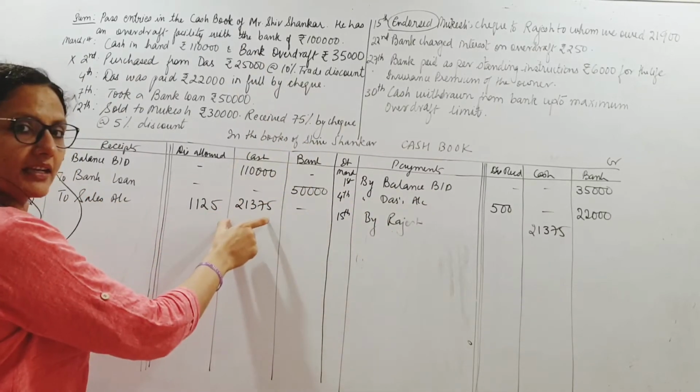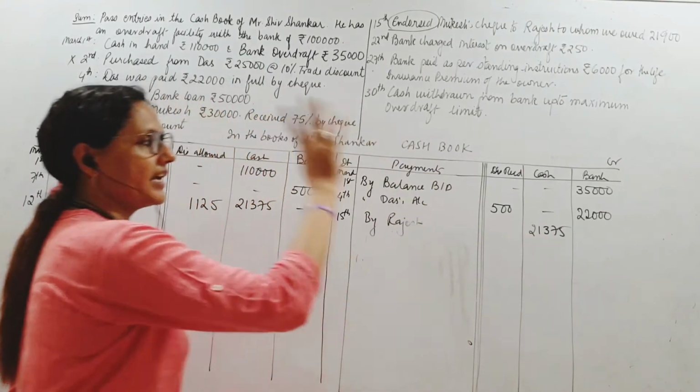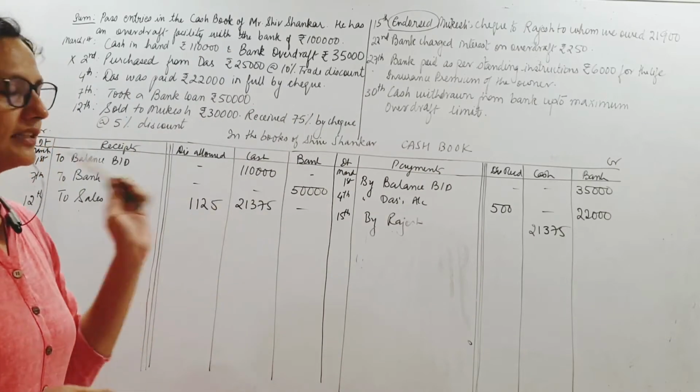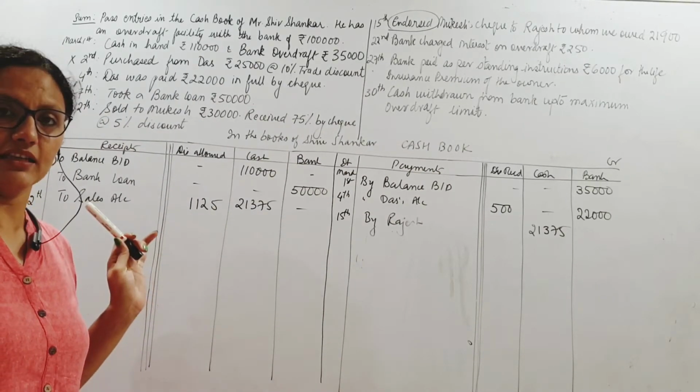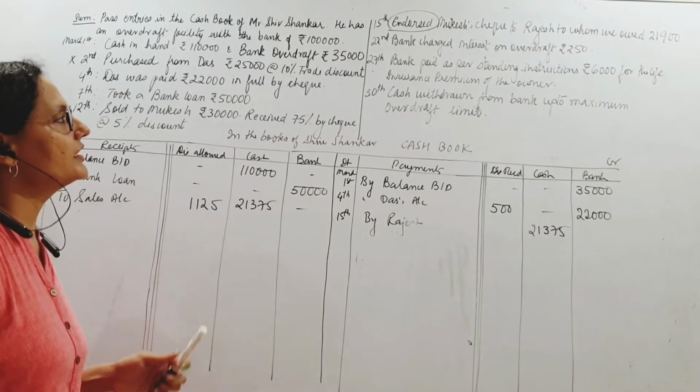So the check was recorded in the cash account mein when we received it, and when it went away to Rajesh, I have put it in the cash account. This shows that the check was endorsed. Okay, it's not a contra entry, again I am telling you, because bank mein kahin pe nahi ja raha.